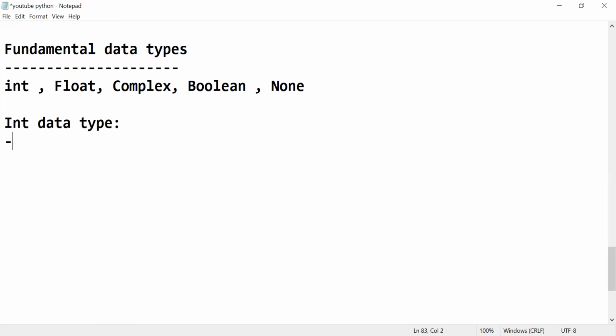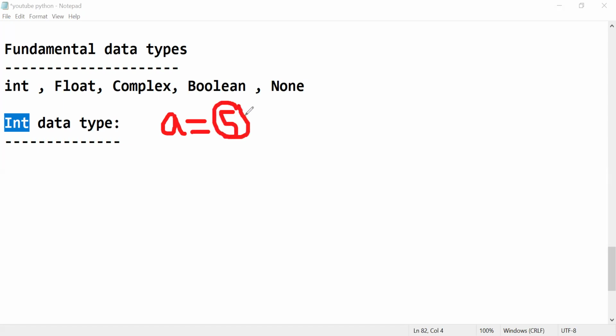Guys, in the name itself, we can see int. Int in the sense of integer value, guys. Suppose you take a equal to 5, this 5 is called an integer, guys. We are defining that into a data type. The data type of variable a is called integer, guys. Suppose you mention a equal to 1.5, the type of variable a, guys, is float.